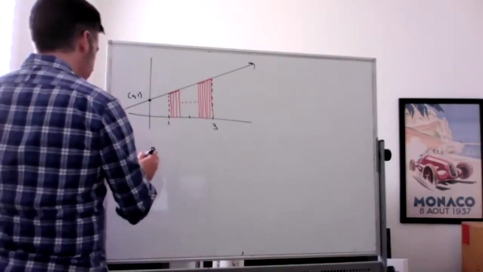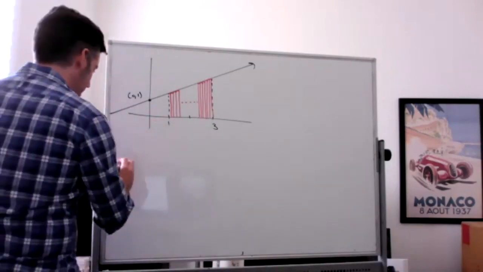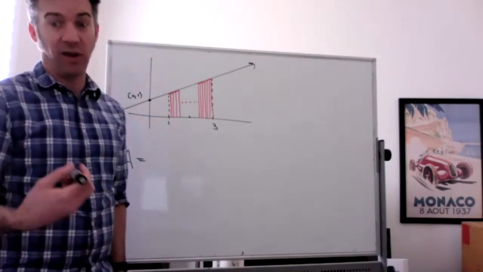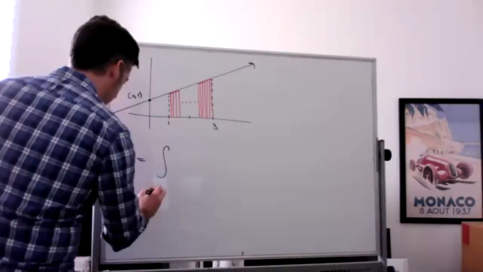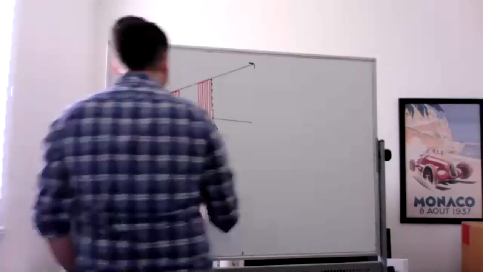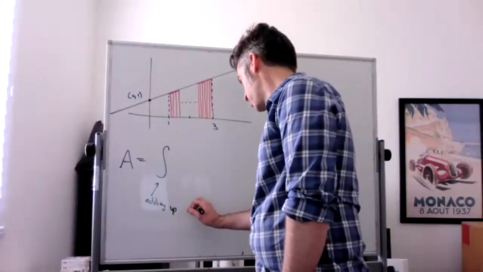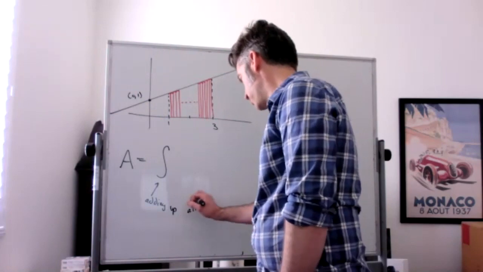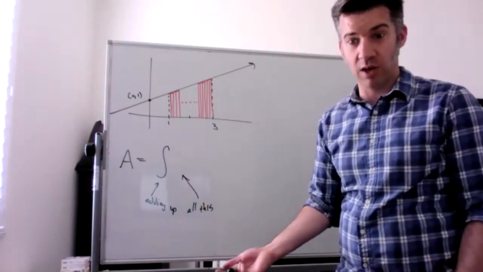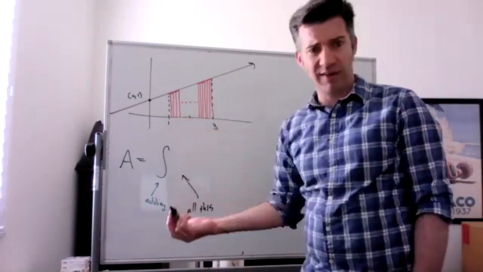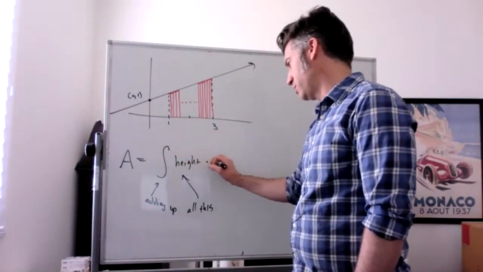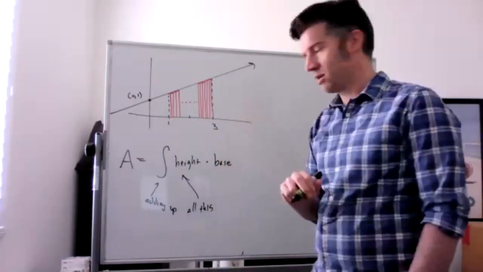So here's what we're going to do. We're going to say the area is going to be the integral, and again, the integral means we're adding up whatever's inside. So we want to add up all the areas of the rectangles. Okay, so the area of the rectangle is its height times the base. Easy enough.